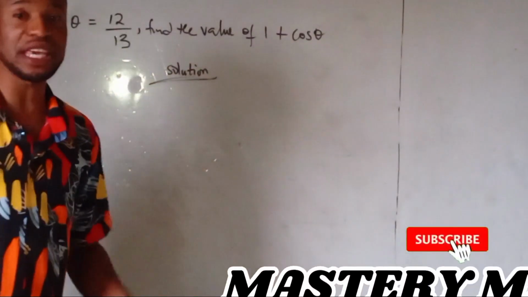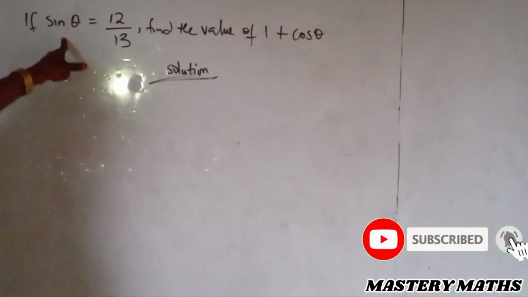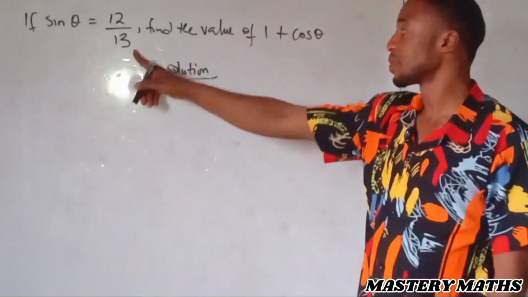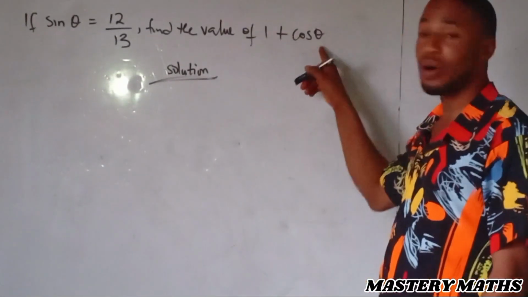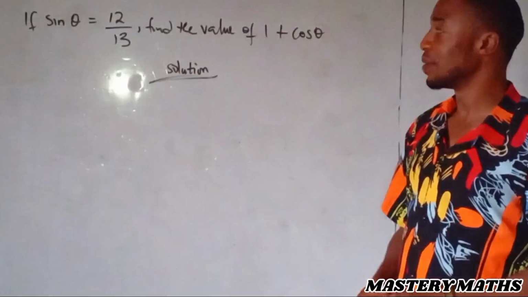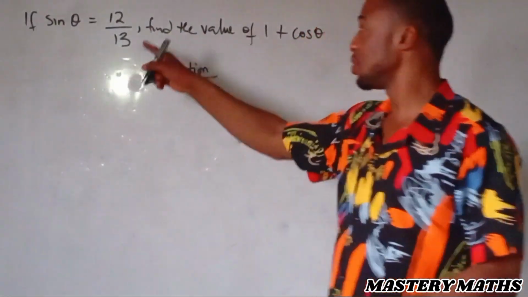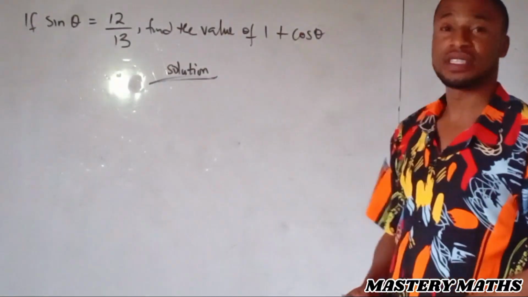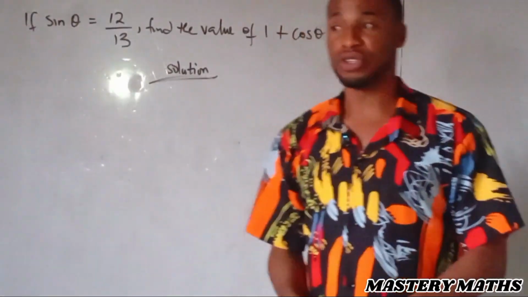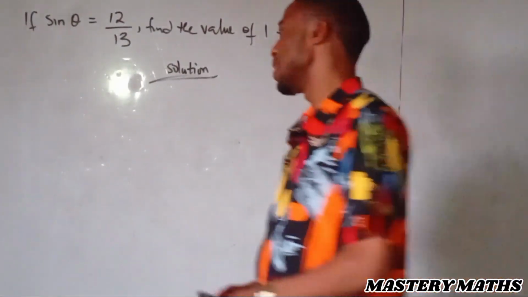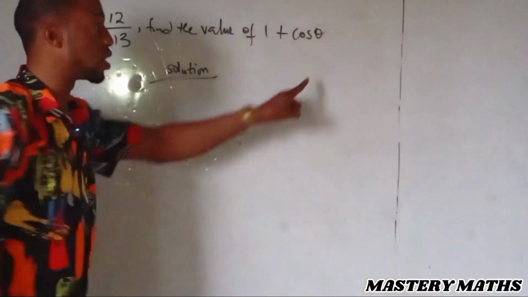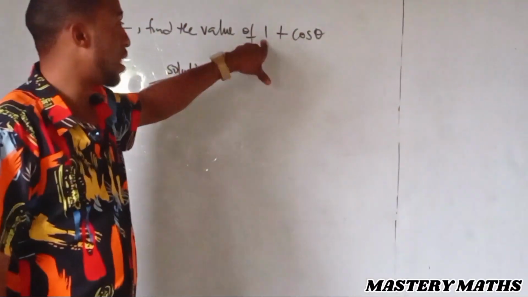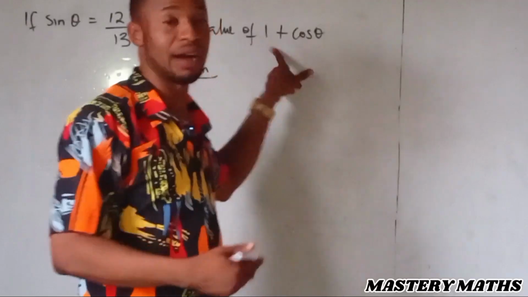On the board, we have: if sine theta is equal to 12 over 13, find the value of 1 plus cos theta. Now, they've given us sine theta, which is 12 over 13. How do we look for cos theta? This is a trigonometry ratio using SOHCAHTOA. On the board, we need to look for cos theta first. After the cos theta, we'll add the 1 to the cos theta we have.